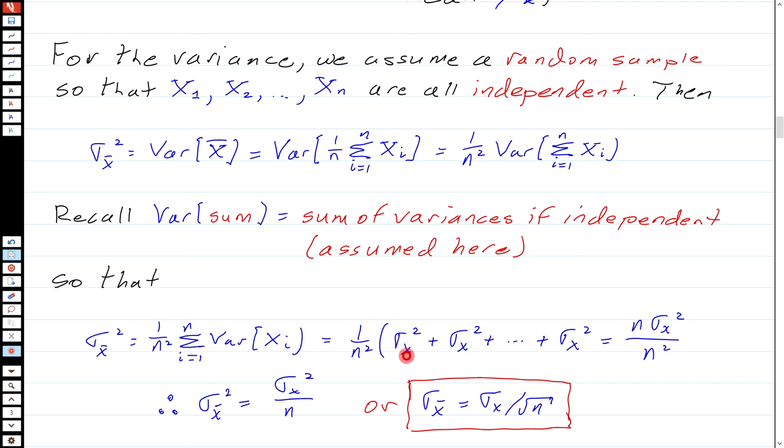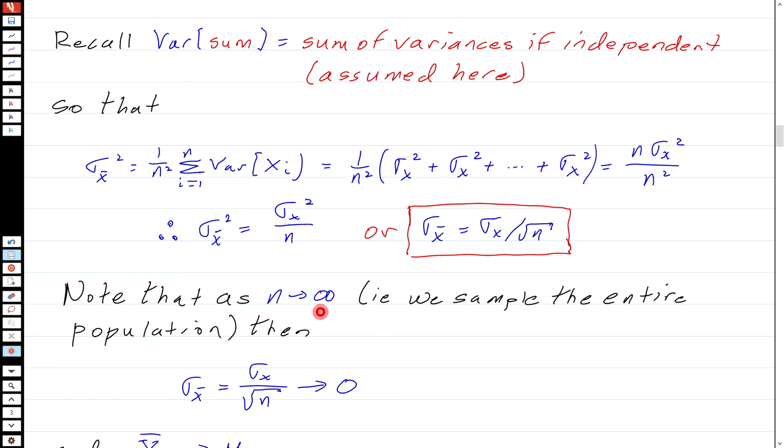These are all sigma x squared. So I got n sigma x squared, and I forgot a close bracket here. And so I got n sigma x squared divided by n squared. So the variance of x bar is sigma x squared divided by n, or the standard deviation of x bar is sigma x over root n.